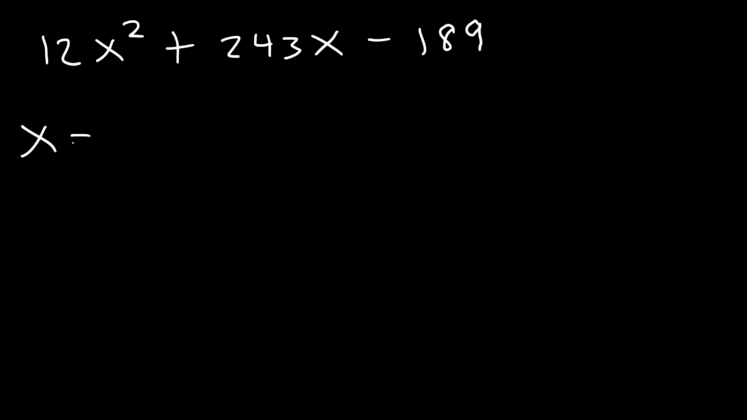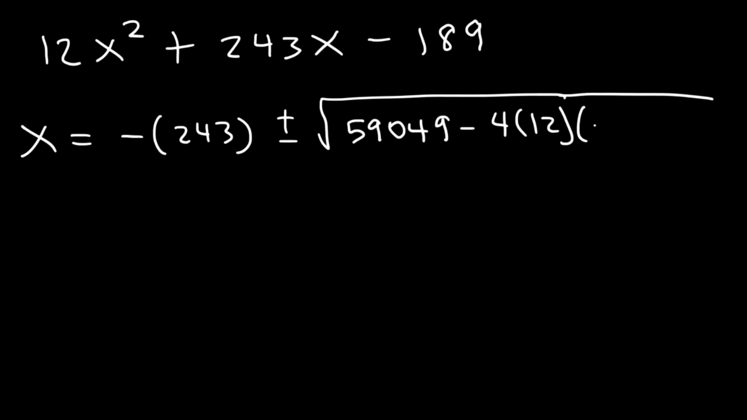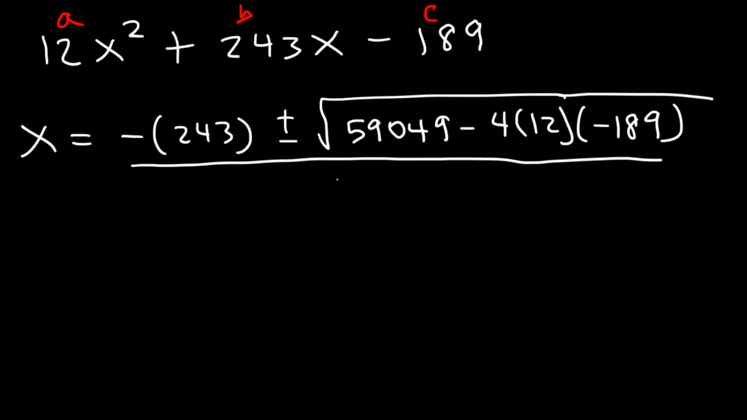Let me show you. So we know that b is 243. B squared, that's 243 squared, which is 59,049, minus 4 times a, which is 12, times c, which is negative 189. So this is a, b, and c, all divided by 2a, or 2 times 12, which is 24.